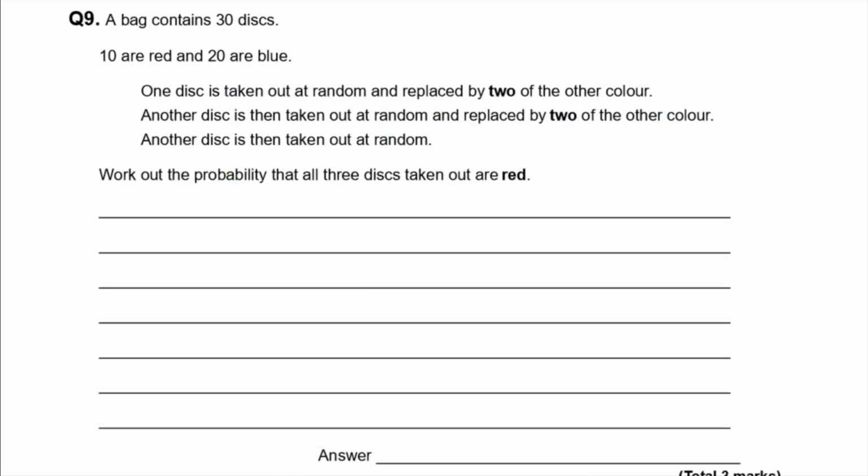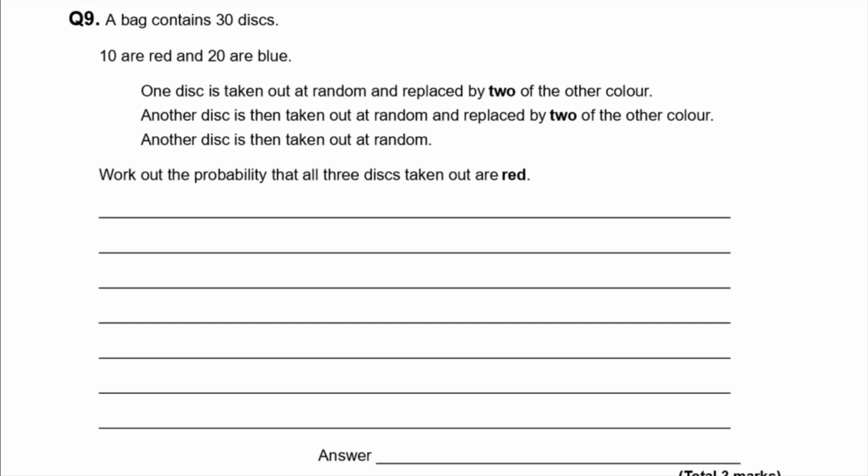Question 9, a bag contains 30 discs, 10 are red, 20 are blue. 1 disc is taken at random and replaced by 2 of the other colour. Another disc is then taken at random and replaced by 2 of the other colour. Another disc is then taken at random. Work out the probability that all 3 discs taken out are red.